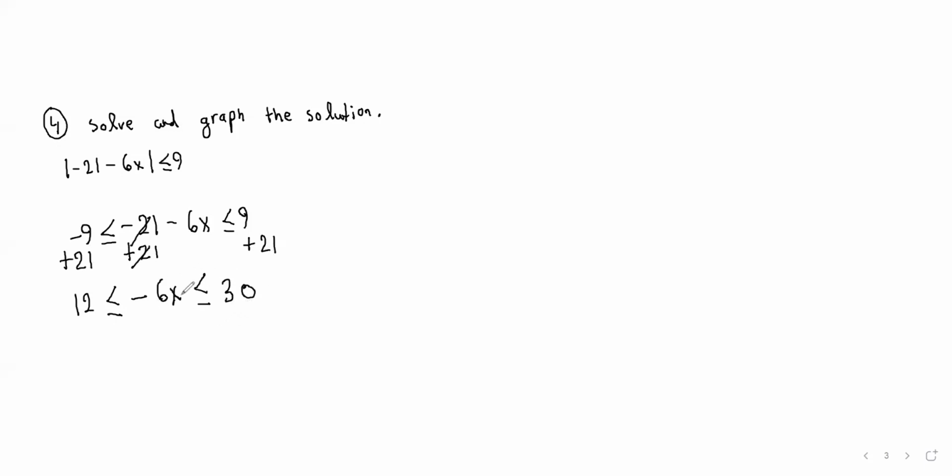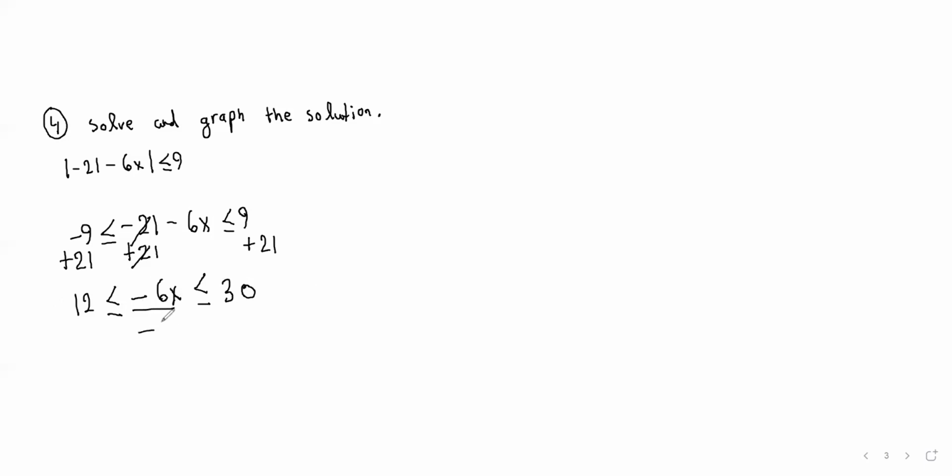So now here's the step where we must be careful. To solve this for x, we must divide each portion by a minus 6. But we must remember that if you divide the inequality by a negative, you must switch the direction of the sign. So in my next step, I'm going to divide each portion by a negative 6, and we're going to switch the direction of the sign.